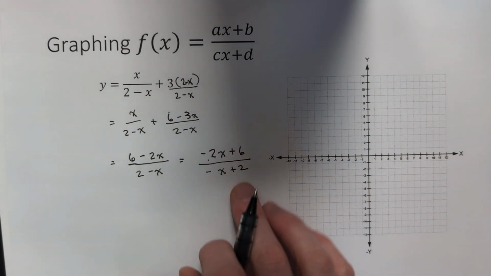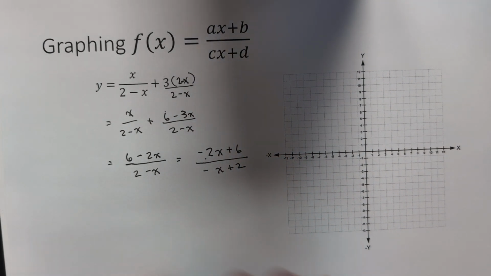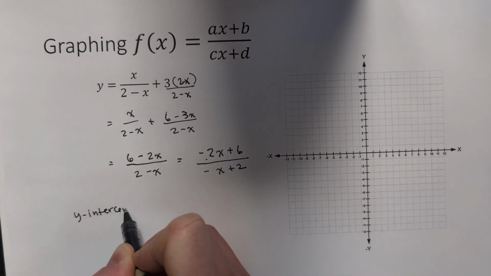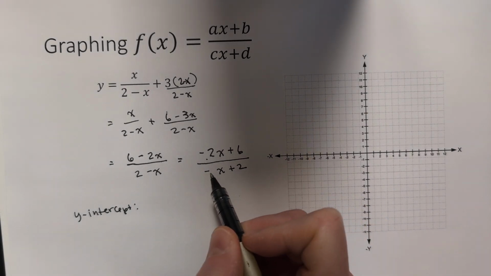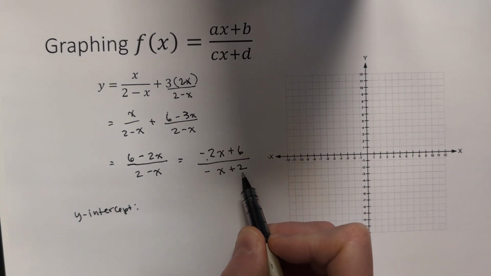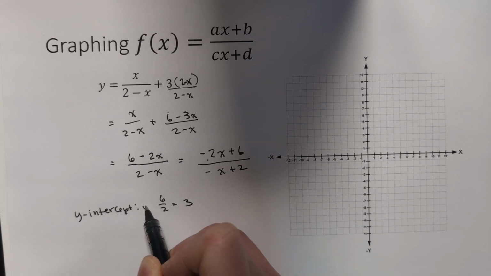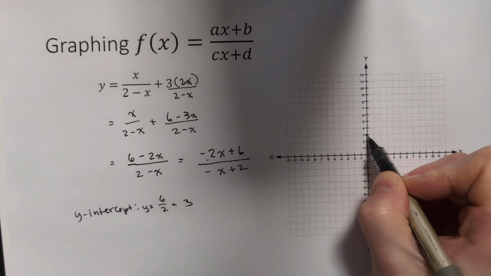So now I have a linear divided by a linear, and I can think through those intercepts and asymptotes that I want to sketch. So y-intercept is where x equals 0. The y-intercept, so 0, 6 over 2 equals 3. So I'll put that here.